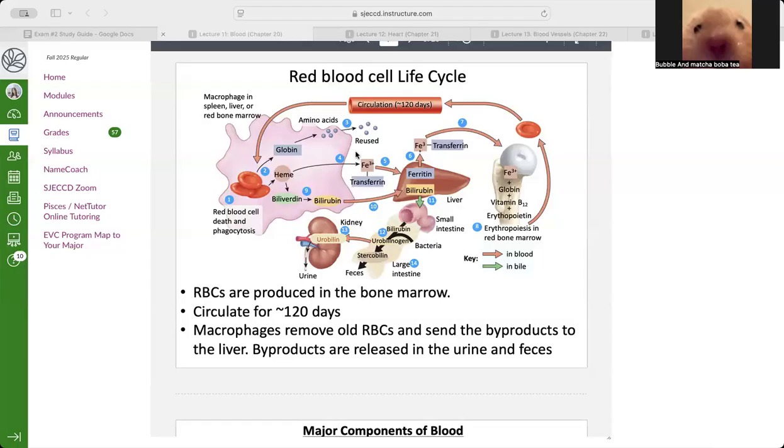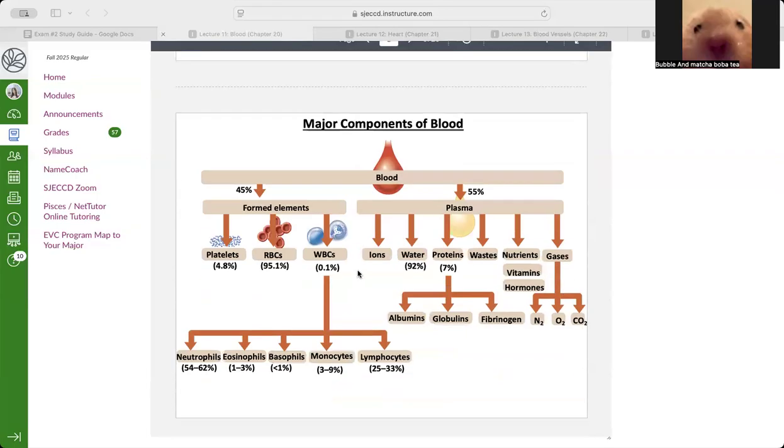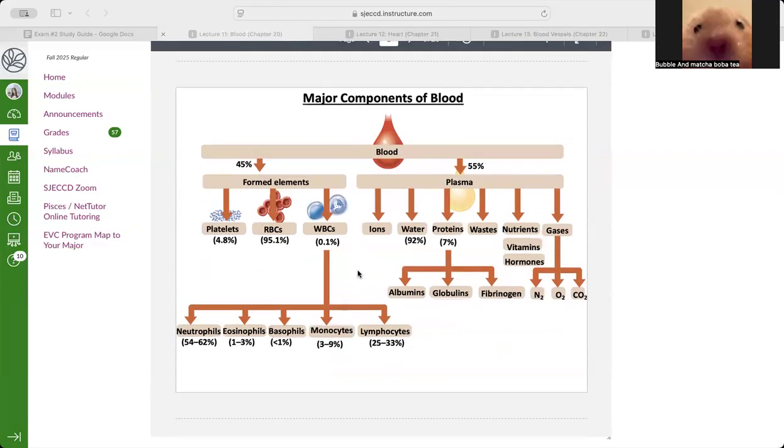The rest of the hemoglobin or heme groups get broken down to a pigment called biliverdin. Biliverdin right here. And then it goes to the liver. Biliverdin is green and bilirubin is yellow. The liver processes it and puts it in your small intestine where it joins with the rest of your feces and gets secreted out of your body. So it goes through this step. And now the major components of blood.